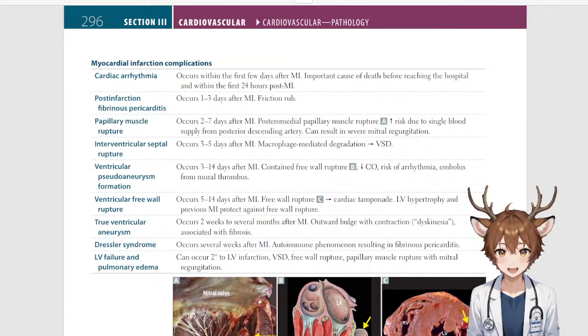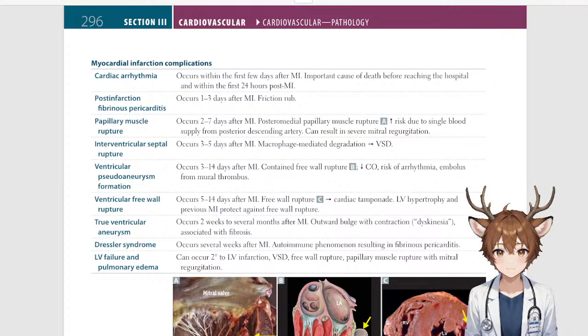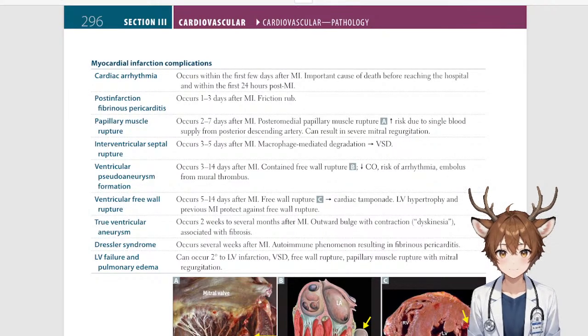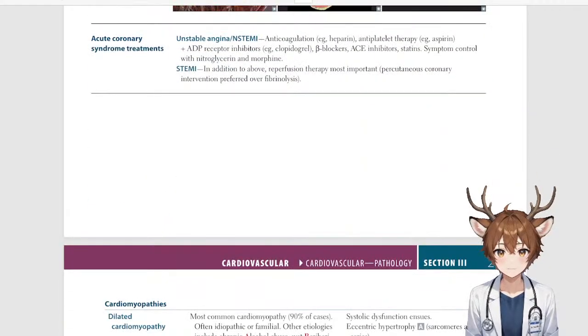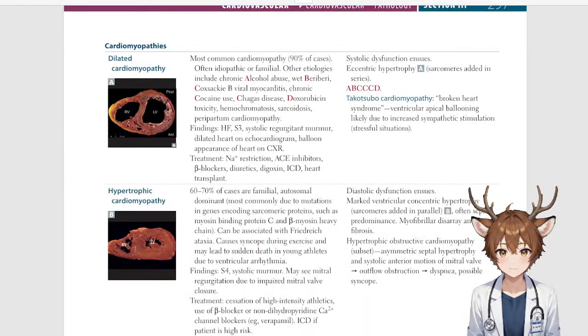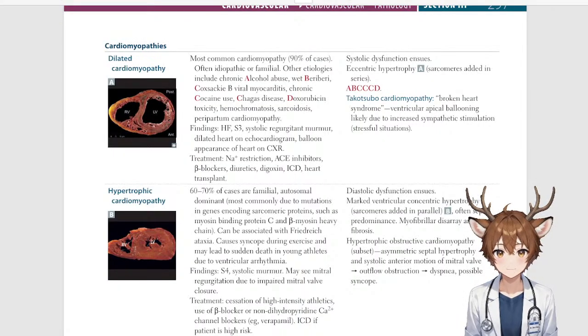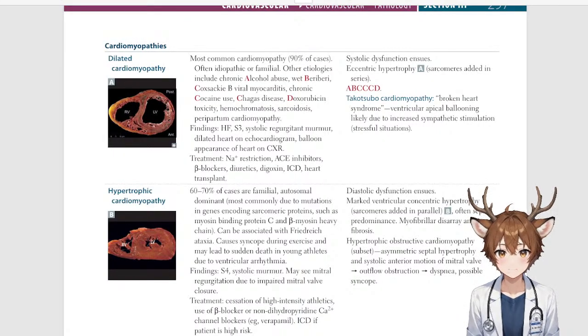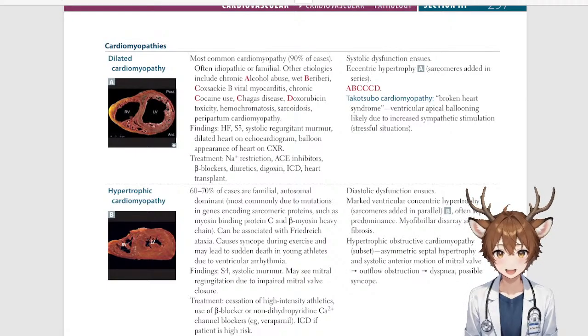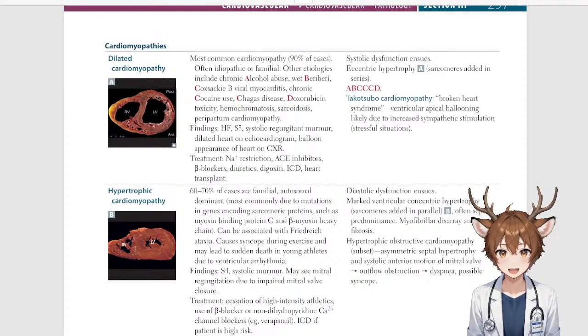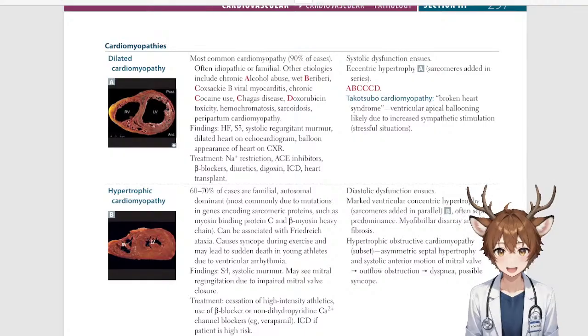Now we can finally go on to cardiomyopathies. So that's the ACS treatment stuff, okay. Cardiomyopathies. Dilated cardiomyopathy: the most common cardiomyopathy, in 90% of cases. Often idiopathic or familial due to mutation of the TTN gene encoding the sarcomeric protein titin.